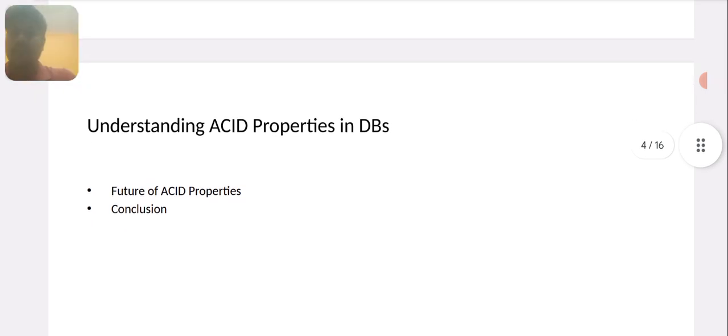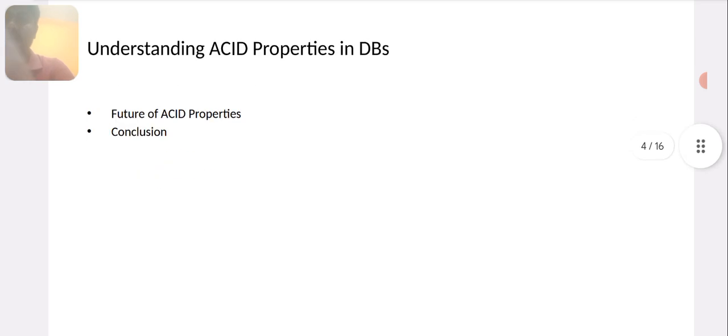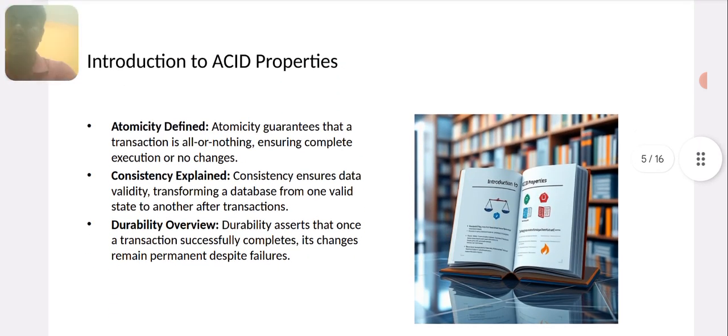First, we discuss understanding the ACID properties, the future of ACID properties, and we have the conclusion for the ACID properties. First of all, we discuss the introduction to ACID properties.